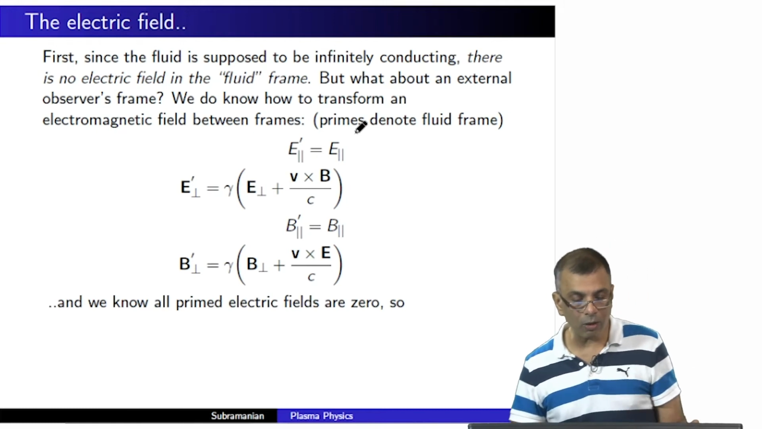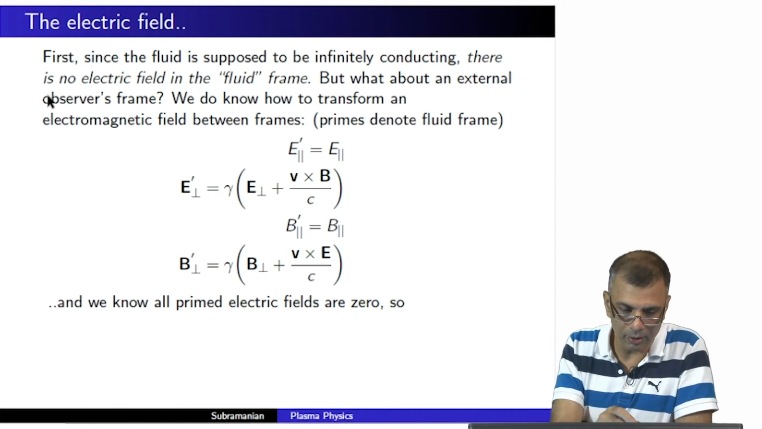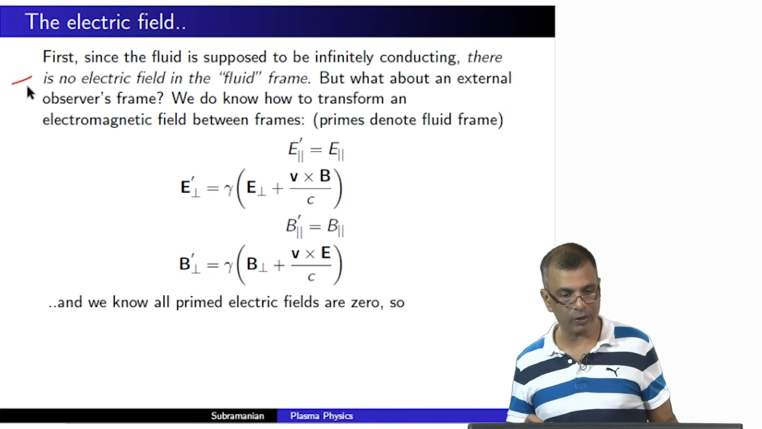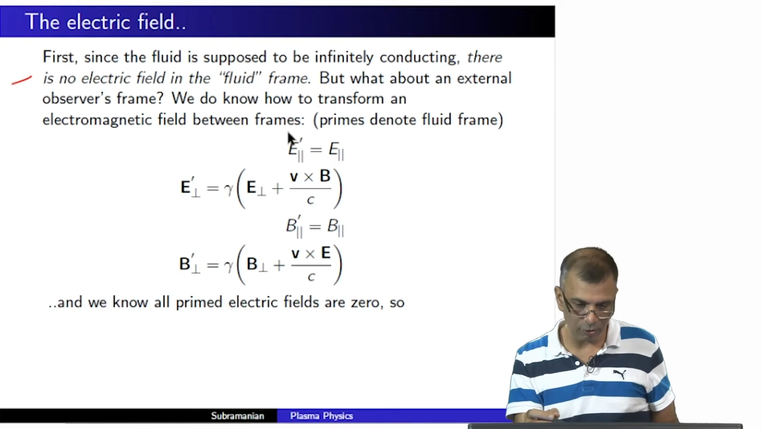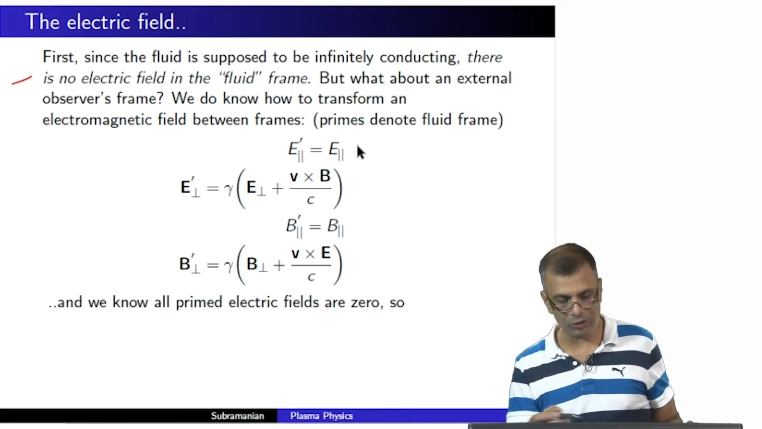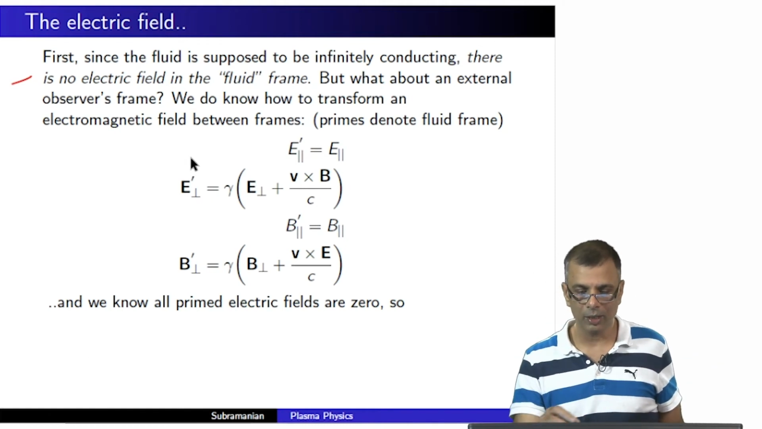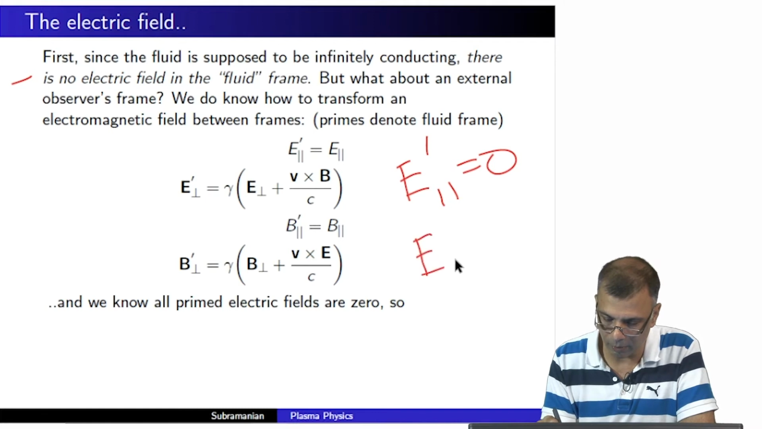Now we know that all primed electric fields are 0. There is no electric field in the fluid frame, in the primed frame. So E parallel prime is 0. So therefore, E parallel is also 0. For that matter, E perpendicular prime is also 0. So in other words, E parallel prime is equal to 0 and E perpendicular prime is also equal to 0 by definition.